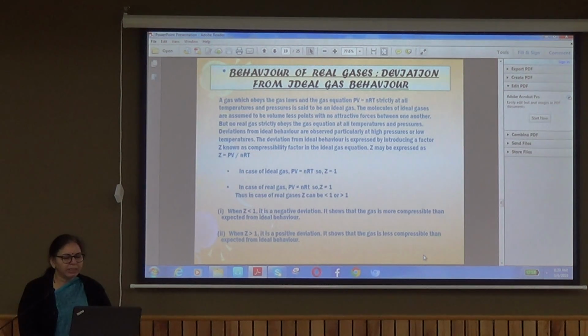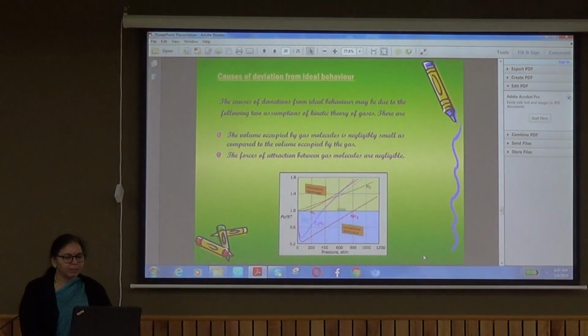If Z is less than 1, then it shows negative deviation. It shows the gas is more compressible than the expected ideal behavior. While if Z is greater than 1, it is showing positive deviation. It shows that the gas is less compressible than expected from the ideal behavior.